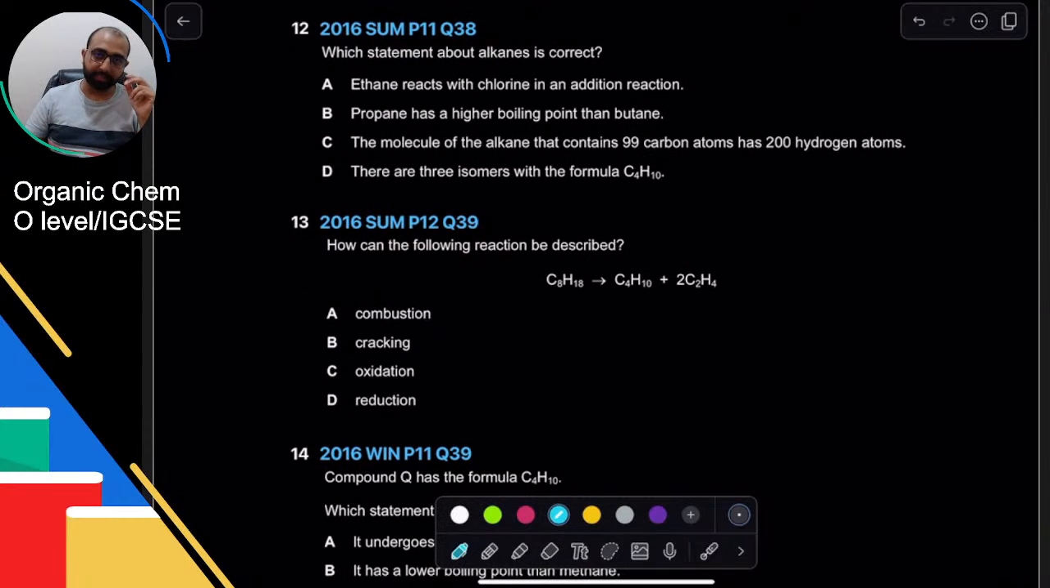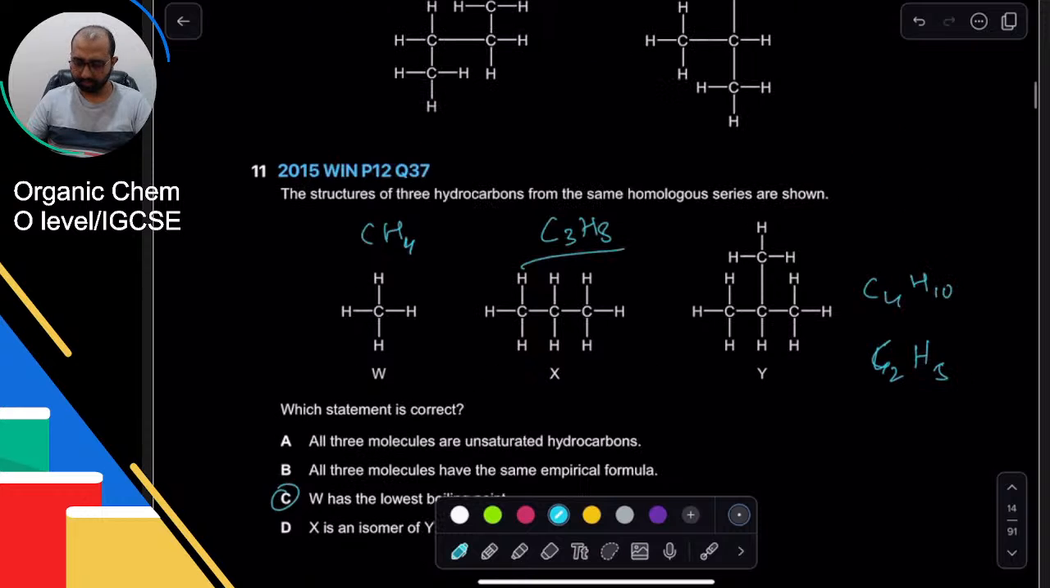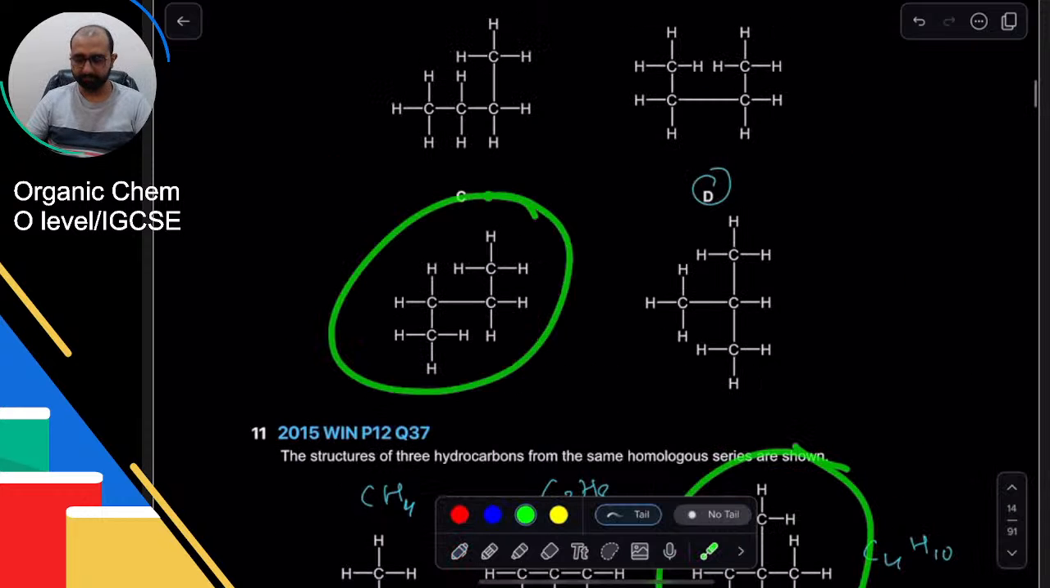Which statement about alkanes is correct? Ethane reacts with chlorine in an addition reaction. No, we saw that is wrong. It's substitution. Propane has a higher boiling point than butane. No, propane is a smaller molecule, smaller surface area, weaker intermolecular forces. A molecule of alkane that contains 99 carbon atoms has 200 hydrogen atoms. Let's see. What is the formula for alkanes? CnH2n+2, which means you need 2 more than double the hydrogen. So double of 99 is 198 plus 2, that is true. There are 3 isomers with this formula. No, there are 2 isomers, and we saw them just now. One is this and one is this.